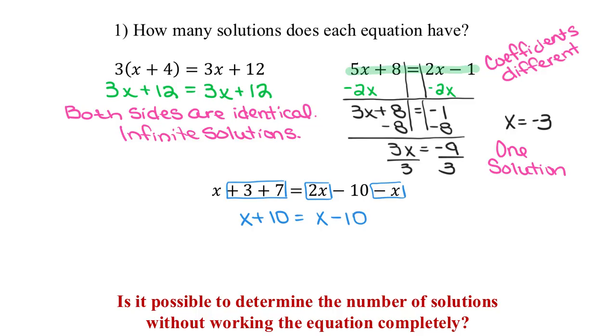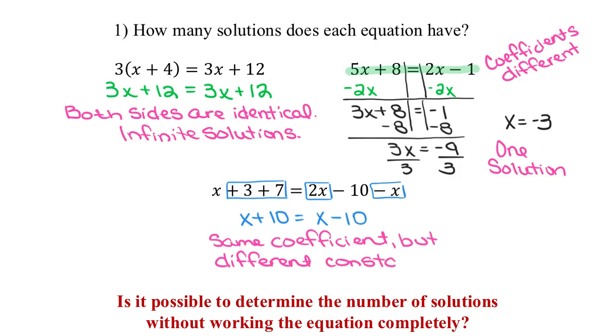Remember, up on the infinite, the thing that Miranda pointed out a minute ago is that both sides were completely identical. The coefficients and the constants were the same. What's the same on this? Okay, we have the same coefficient, but what's different? But different constants. What's a constant? Number that doesn't change. It's the number without a variable.